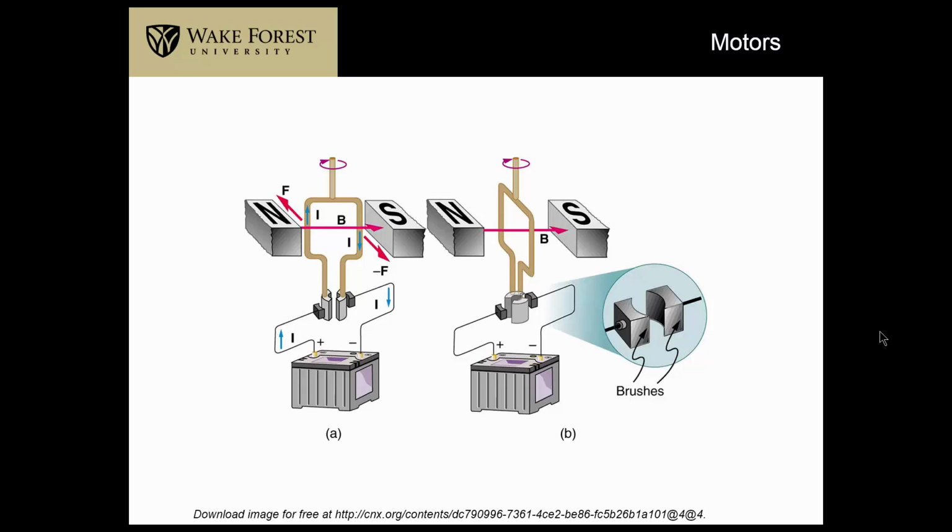So this arrangement will reverse the current direction every time the loop makes a half rotation, just as we needed to make a motor. Those little split contacts are called commutators because they in fact commute the connection of the wires every half rotation. There you have a way of making a motor to run off a DC current.